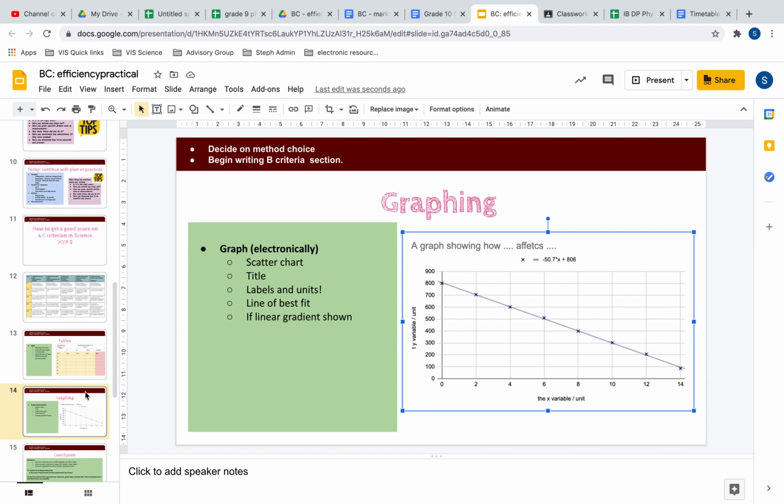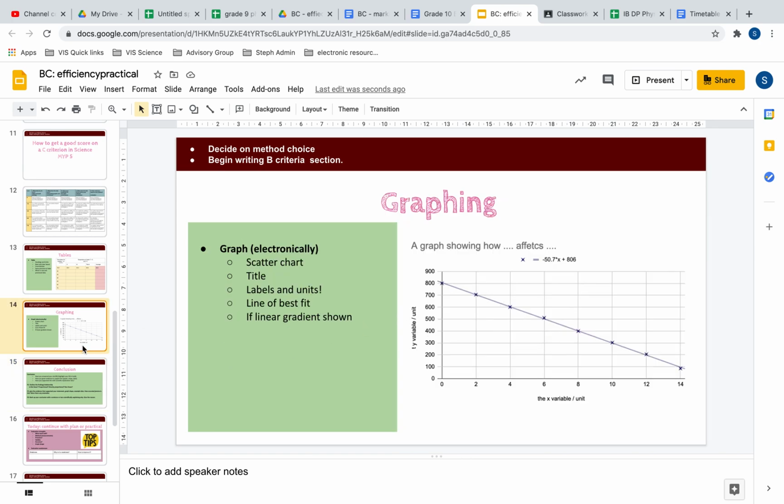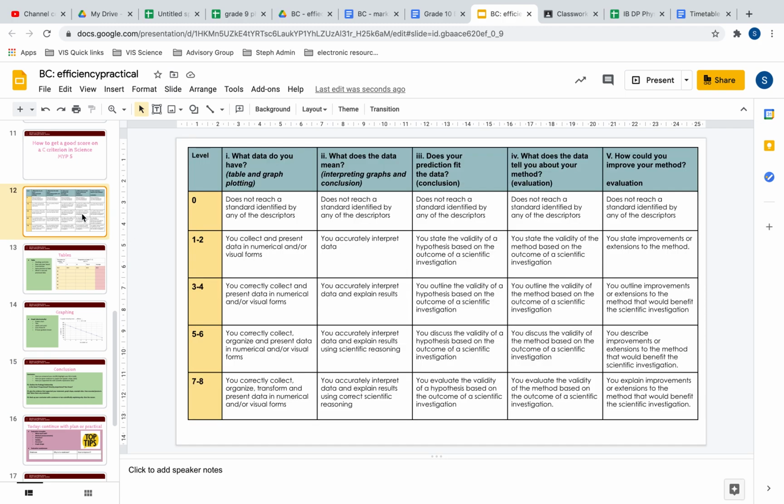So the next part then is a conclusion. The conclusion can sometimes be conclusion and analysis, depending on whether you had to calculate anything. Sometimes we have to calculate things from our graphs, or find out a specific value. But generally, our conclusions are usually describing a relationship. So there are three things that you want to make sure you're doing. Have you answered your aim and your research question? Remember, this comes back to that third part on here. Does your prediction fit the data?